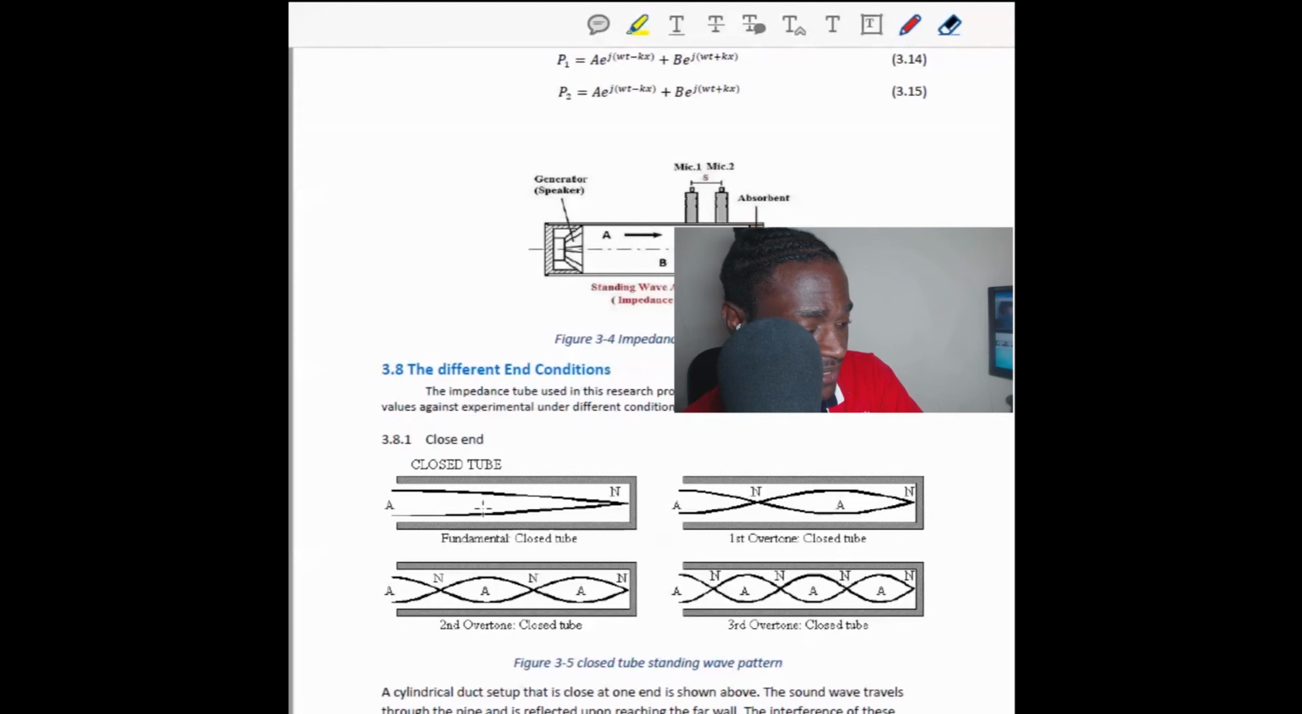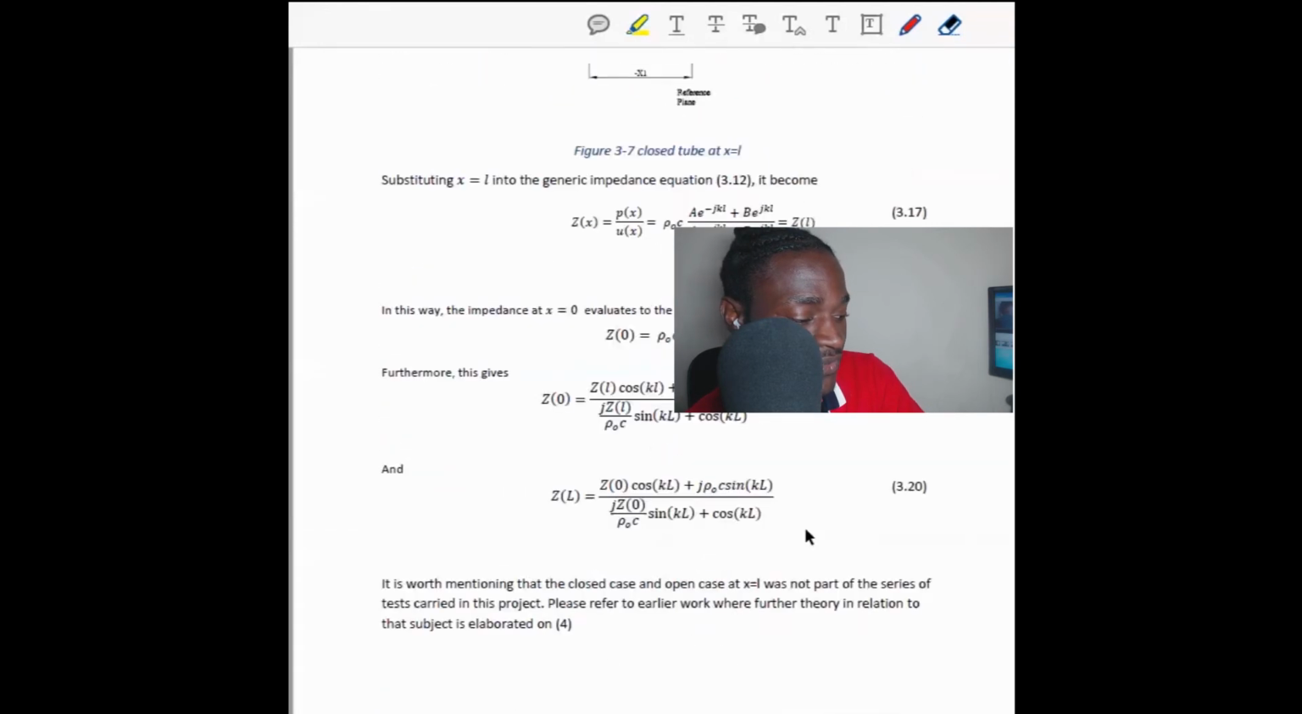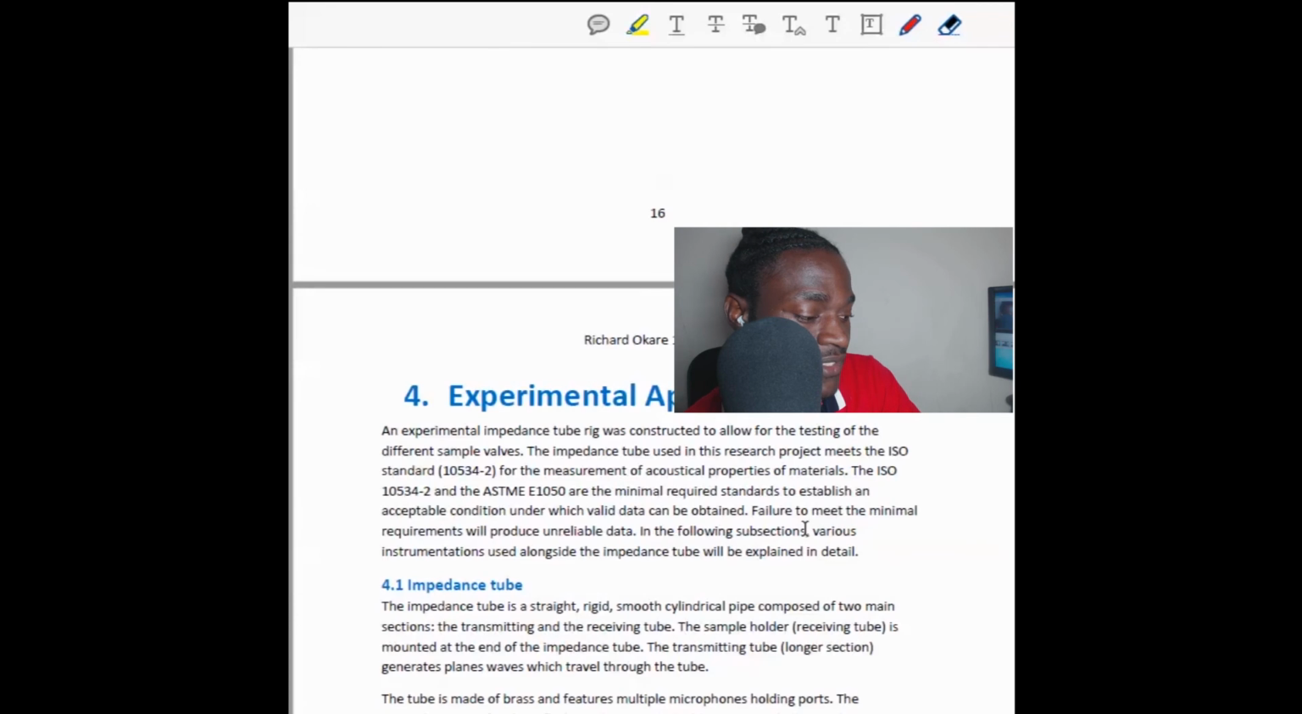Again, some physics here is being explained. Again, we include all those in the theory section. I think the theory section is really easy to get.